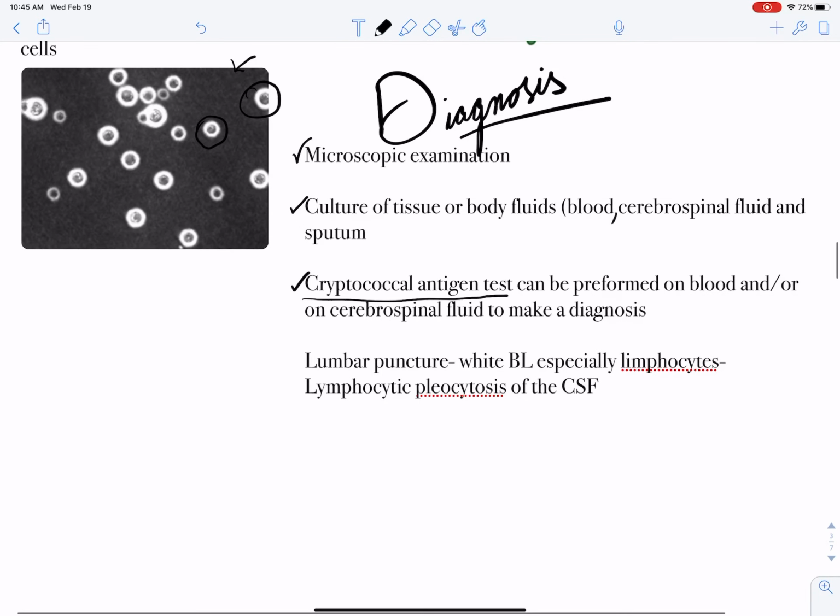And then lastly, we can do a lumbar puncture. And when we do this lumbar puncture, we're going to see evidence of lymphocytic pleocytosis of the cerebral spinal fluid. So this means that there's going to be white blood cells present, and specifically we're looking for lymphocytes in this case.